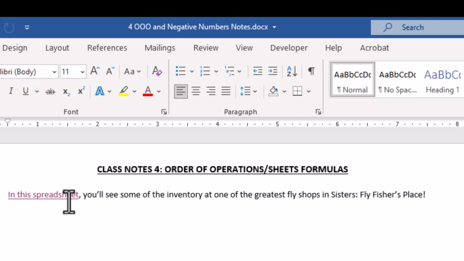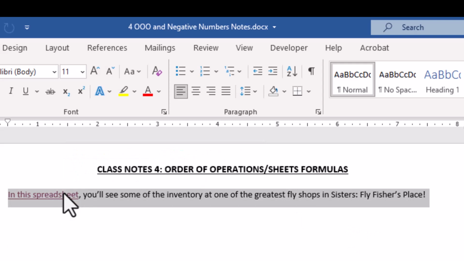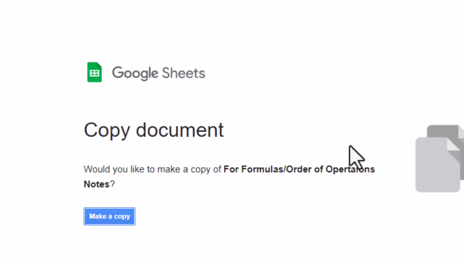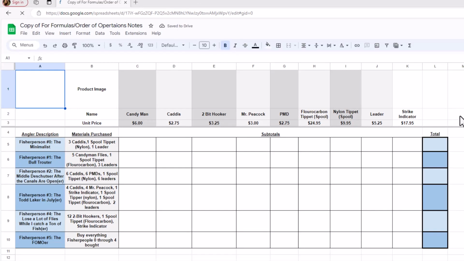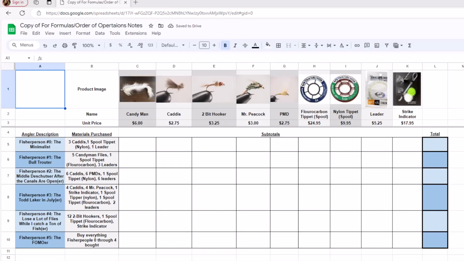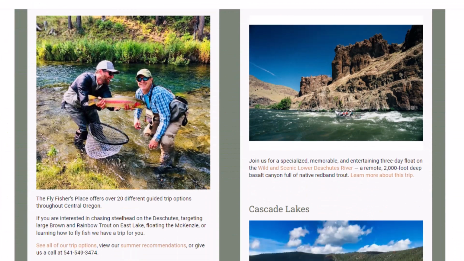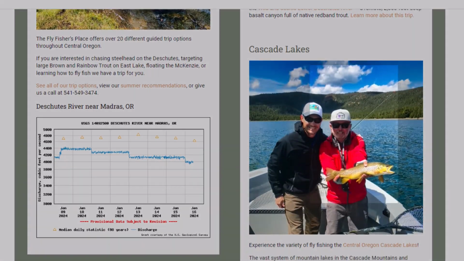So without further ado, let's get into this spreadsheet right here. If you haven't opened it yet, it is a lovely little look at some of the stuff that is sold at one of the greatest fly shops in Central Oregon, Fly Fisher's Place out in beautiful Sisters, by my buddy Jeff Perrin. He's been at that shop for years and years and years.